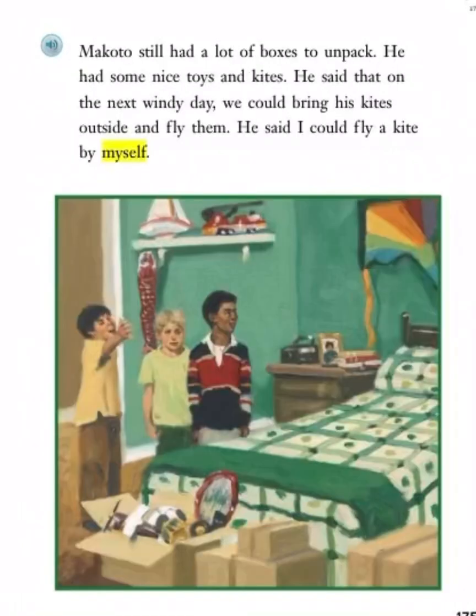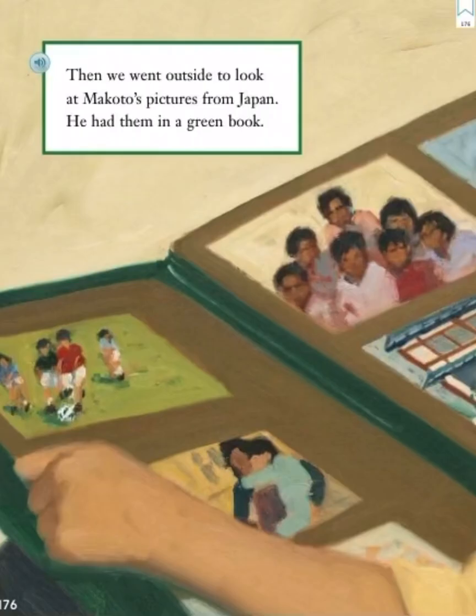Makoto still had a lot of boxes to unpack. He had some nice toys and kites. He said that on the next windy day, we could bring his kites outside and fly them. He said I could fly a kite by myself. Then we went outside to look at Makoto's pictures from Japan. He had them in a green book.